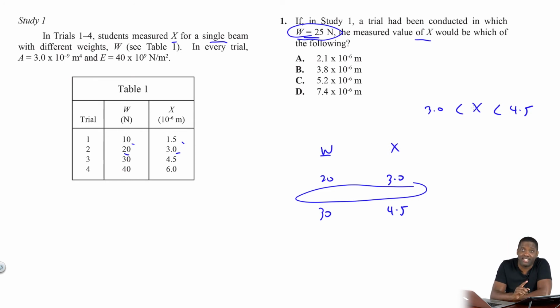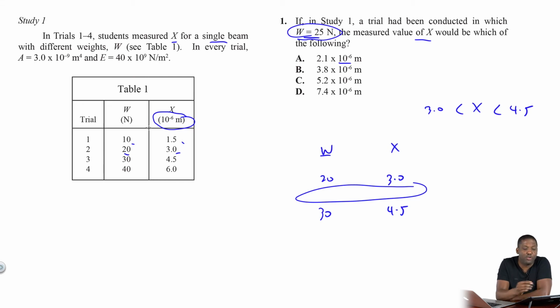So now we need to go to the answers and figure out what value of X is between 3 and 4.5. Answer choice A is 2.1 times 10 to the negative 6. Do not get confused by the fact that it says 10 to the negative 6, because in the table itself, the unit or the exponent is times 10 to the negative 6. So trial 1 is saying 1.5 times 10 to the negative 6. Trial 2 is saying 3.0 times 10 to the negative 6. They're just making it easier to put it in table format.